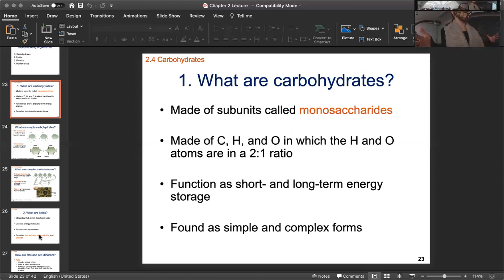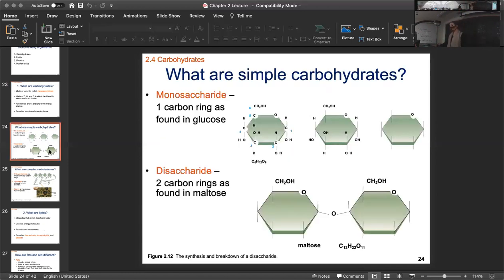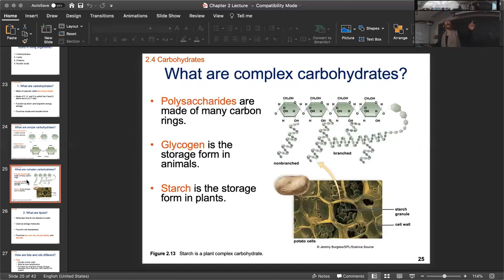That's that long-term energy. They can be found as simple and complex, which makes sense when we think about it this way. If it's more complex, it's going to take longer to break it down, right? We've got this long chain of polysaccharides here. I'm going to show you on the next slide quick, and then we'll come back here. The longer it is, the more complex it is, the longer it'll take your body to break that down as energy storage.